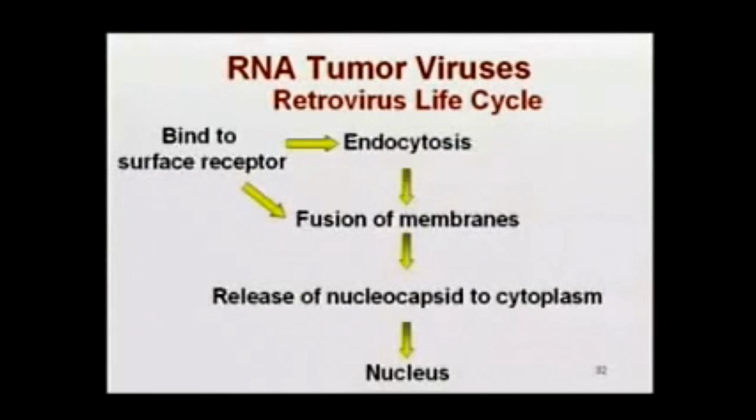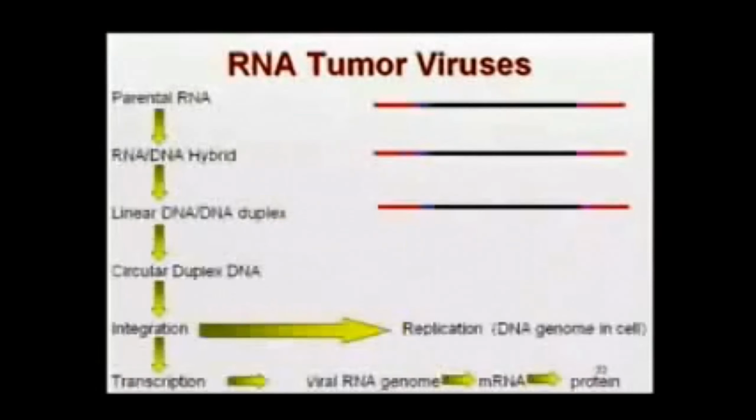And on that nuclear capsid, there are targeting signals which will take the nuclear capsid over to the nucleus. And it is there that reverse transcriptase starts to produce this form of the virus that can integrate into the host cell chromosome.